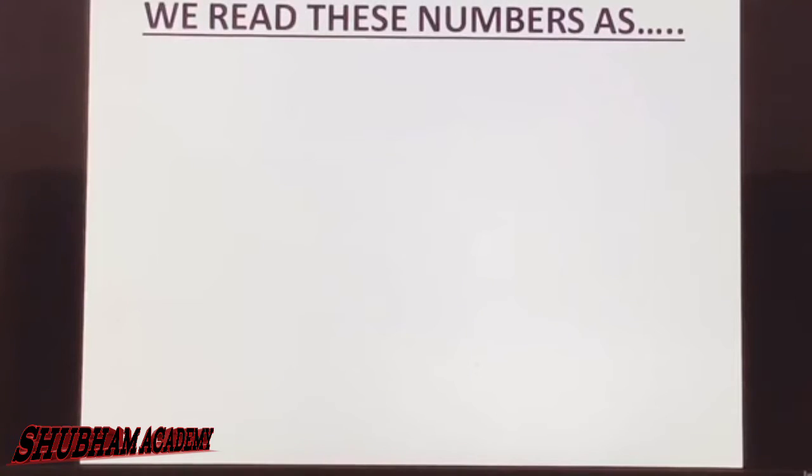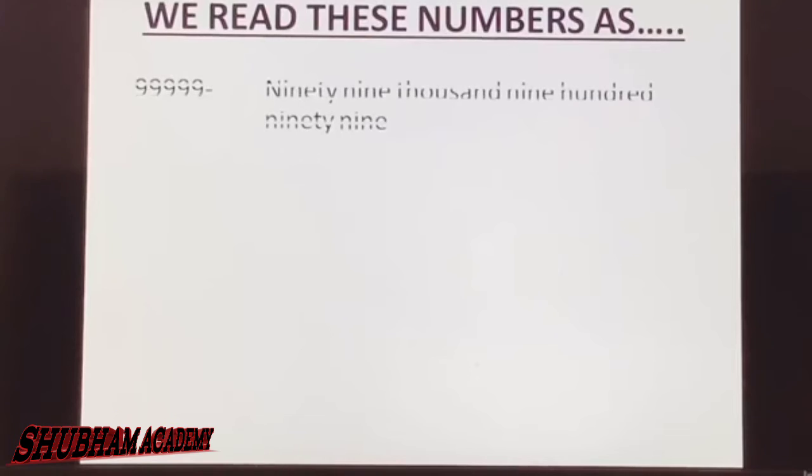We read these numbers as, here we have 5 nines, 99,999. Next number, we have 1 followed by 5 zeros. This is 1 lakh. 1 lakh is in the Indian number system.